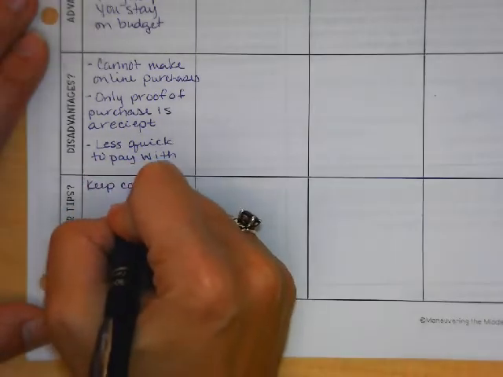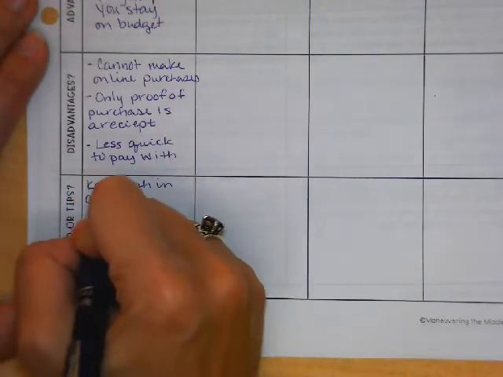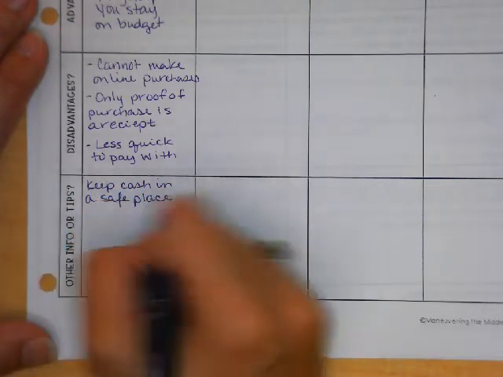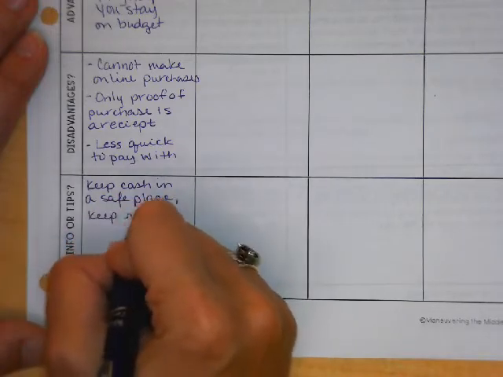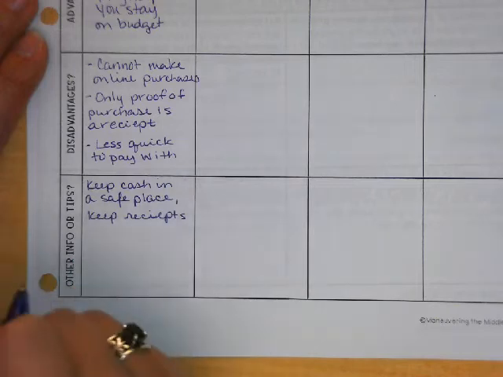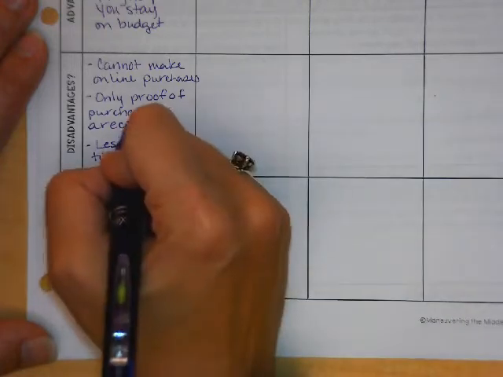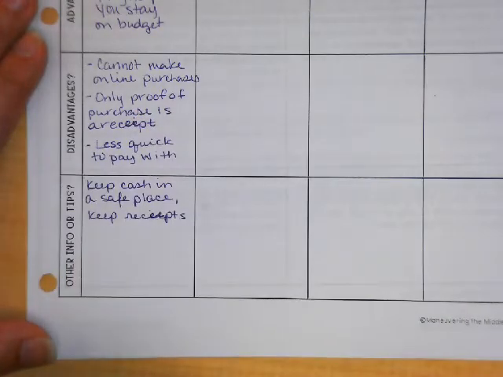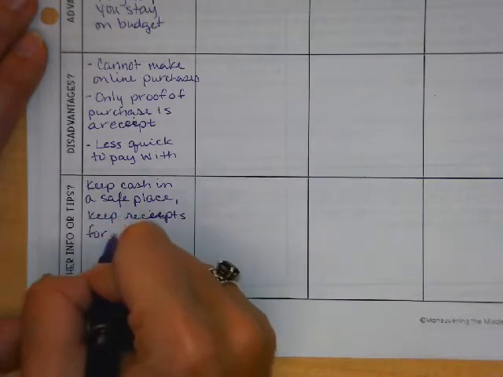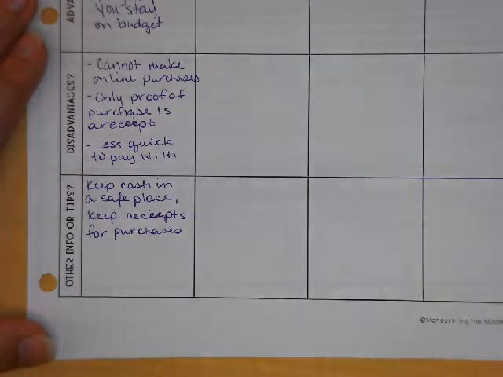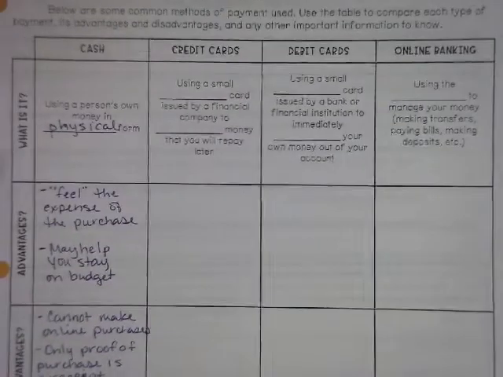Other things about cash, you want to keep cash safe. Keep it in a safe place. You need to keep receipts. I spelled that wrong. It's E-I, not I-E. Sorry. I teach math. Keep your receipts for purchases because that's going to be your only evidence, okay? So that is cash.